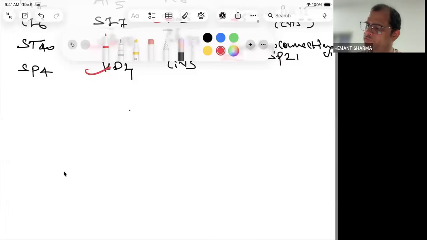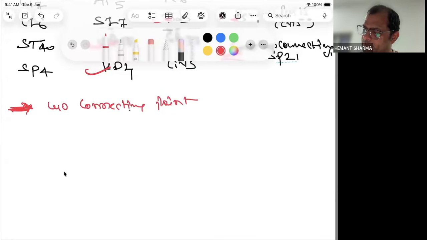Now one more information. Yesterday we talked about the Leo connecting point, that any Leo connecting point can treat its partner channel.